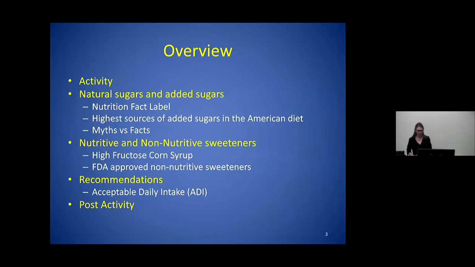We've also provided a brief overview of how today will be structured. So we'll start out with a pre-activity, move on to natural sugars and added sugars, followed by nutritive versus non-nutritive sweeteners, those recommendations, and then follow up with a post-activity.